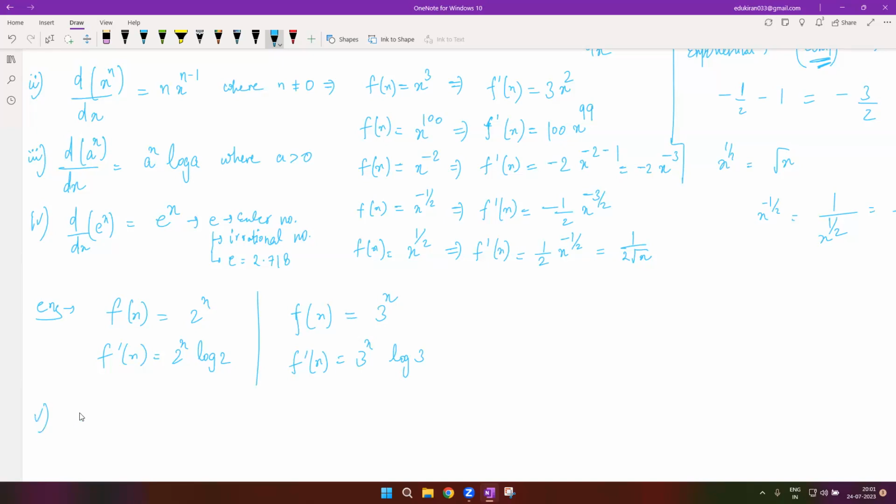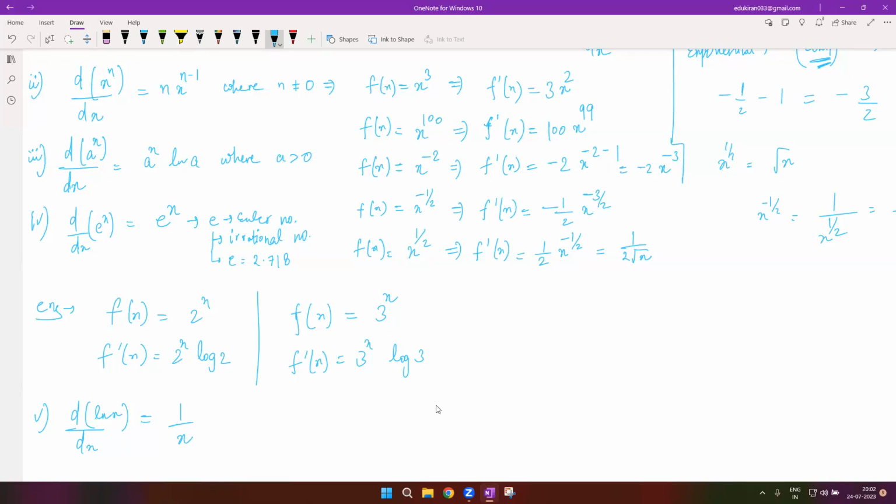Fifth, the differentiation of the logarithmic function. The differentiation of log x. When I write log x, I don't want to misguide you, so I'll write it like this: ln. I'll tell you the difference between ln and log. Some of you may know, but we will discuss it. If I am differentiating ln x, what do we mean by ln x? ln x means natural logarithm, and the differentiation is 1 upon x.